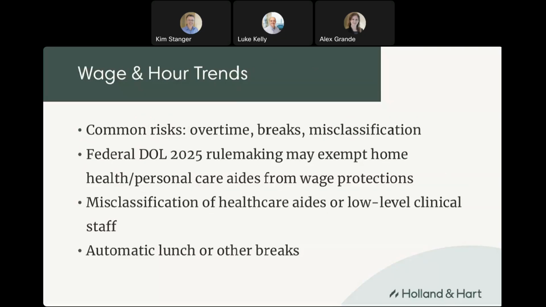So in addition to non-compete issues, another issue that I'm getting a lot of questions about recently has been wage and hour. So common risks in wage and hour are, of course, overtime, things like breaks and misclassification. Less so the misclassification Kim talked about at the top of independent contractors versus employees, but more just traditional misclassification of, is this person exempt? Do they meet the exemption requirements under the FLSA or not, or any state laws that may apply?